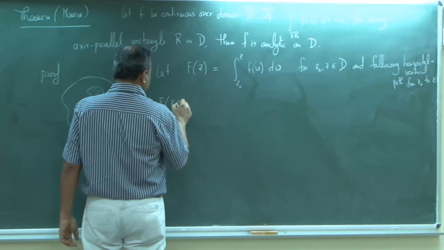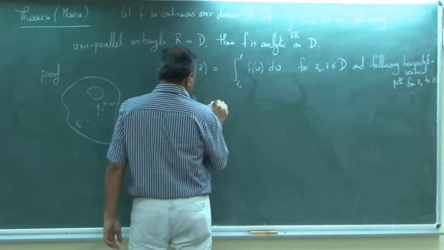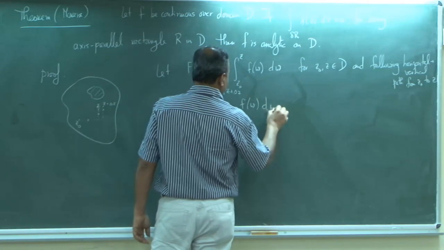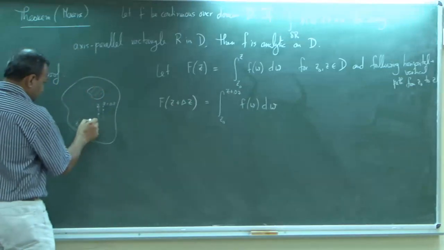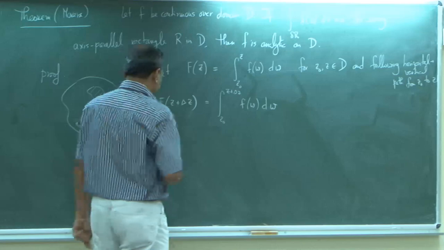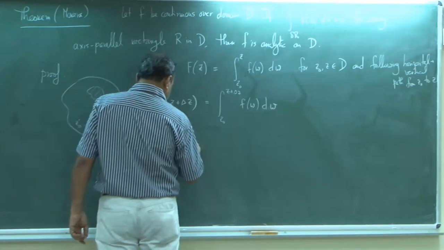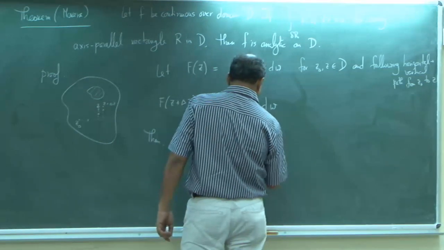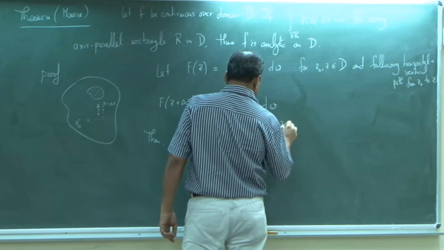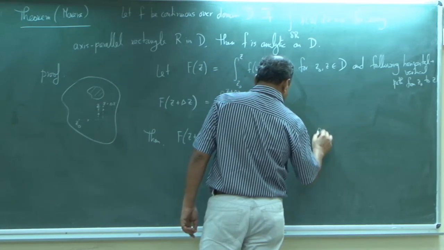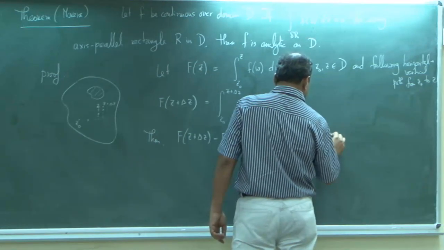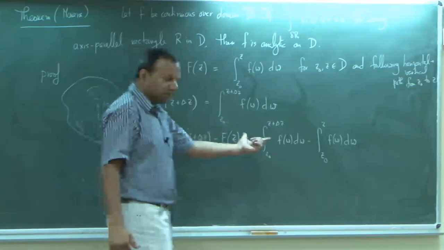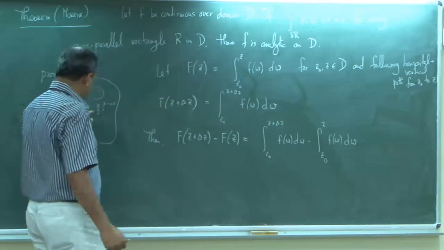Now, similarly, F of Z plus delta Z is the integral from Z0 to Z plus delta Z of f(w) dw. And now, the path followed is this one. Then what is F of Z plus delta Z minus F of Z? It is the difference of these two integrals, where this is following this path and this is following this path.